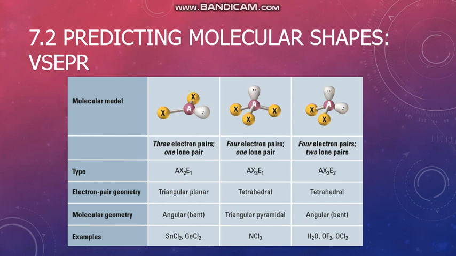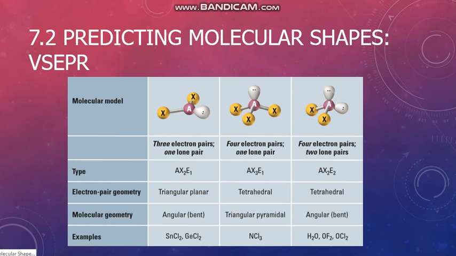Okay, next we have AX2E2. Here we have the molecular geometry bent. So we have X, A, and X here. We will see these atoms in the microscope, but we do not see the electrons. Still, since we have 4 electron pairs around the central atom A, this has the tetrahedral electron pair geometry as well.